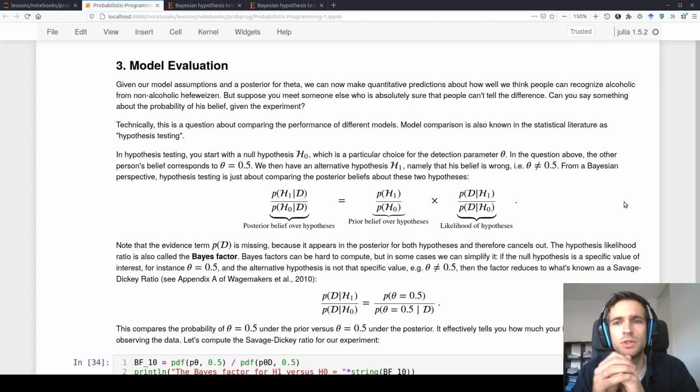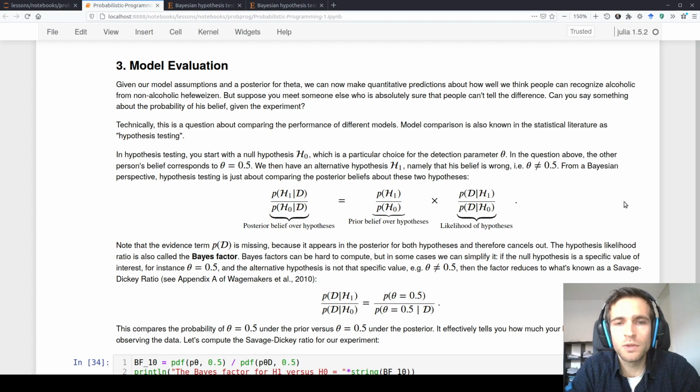They are absolutely sure that people cannot tell the difference. So they say theta is 0.5. Can you say something about the probability of this person's belief given the experiment that you performed? Technically what you're doing is comparing models. This person has a model, you have a model, and model comparison in statistical literature is known as hypothesis testing.